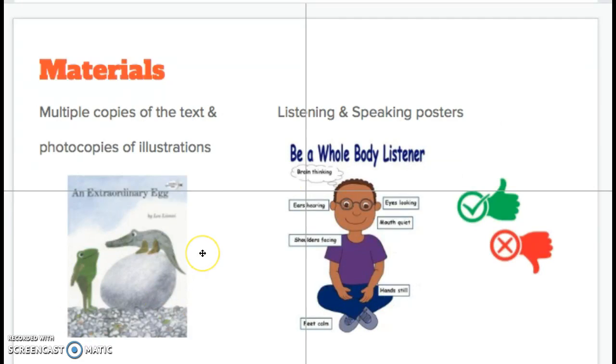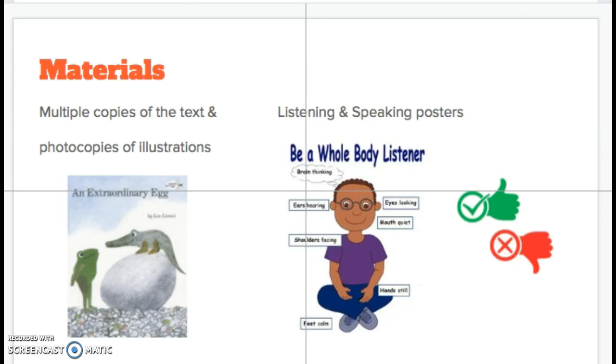Students will also have multiple copies of the text, and photocopies of the illustrations will be used. That way the students can move the illustrations to help support their retell of the story. There will also be listening and speaking posters hung in the classroom, but also small copies will be handed out to each of the groups.